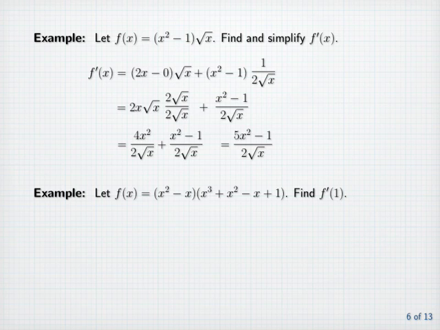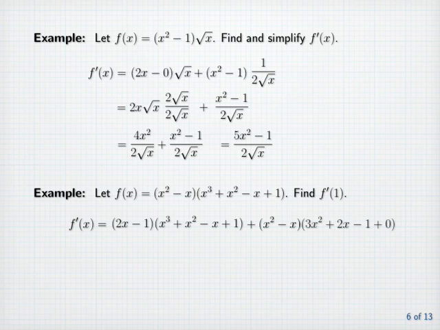Example, let f of x equal the product of two polynomials, x squared minus x times x cubed plus x squared minus x plus 1. And let's find f prime of 1. Now we'll use the product rule to calculate the derivative. F prime of x equals the derivative of the first factor, 2x minus 1, times the second factor, plus the first factor times the derivative of the second factor, which is 3x squared plus 2x minus 1 plus 0.